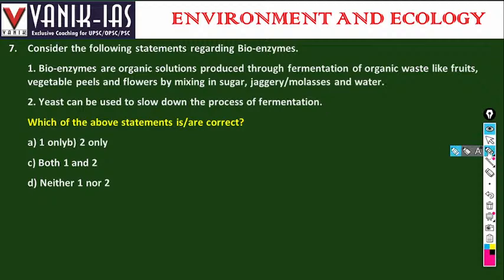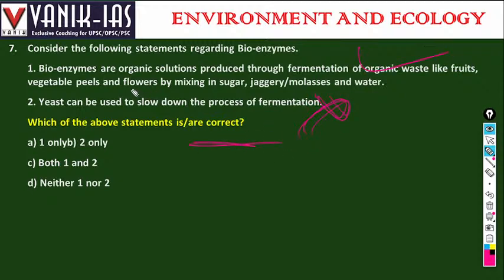Then the following statements regarding bioenzymes. Bioenzymes are organic solutions produced through fermentation of organic waste like fruit and vegetable peels and flowers by mixing sugar, jaggery, molasses and water. Yeast can be used to slow down the process of fermentation. No, yeast is a catalyst; it increases the fermentation. So this is wrong, and the first statement is right.